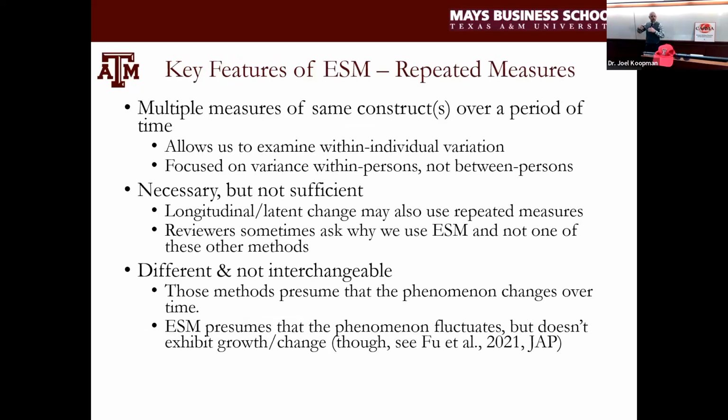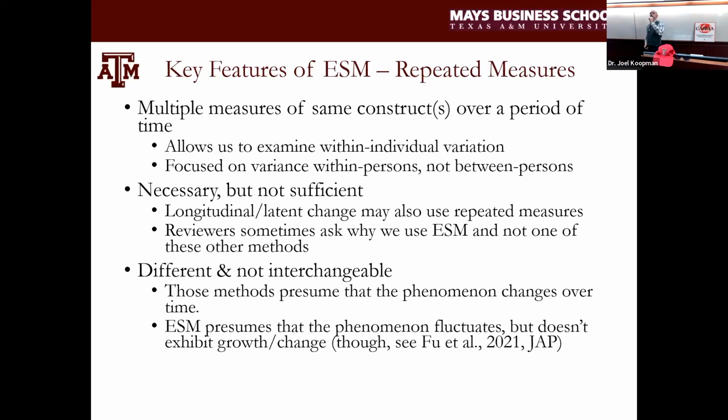So key features: what makes a study ESM, or experience sampling? We begin with multiple measures of the same construct over some period of time. What this does is allow us to examine within-individual variation in our phenomenon of interest. We care about the variance that is within persons. How do people differ based on themselves and not between persons? What are the implications of people being different from each other?